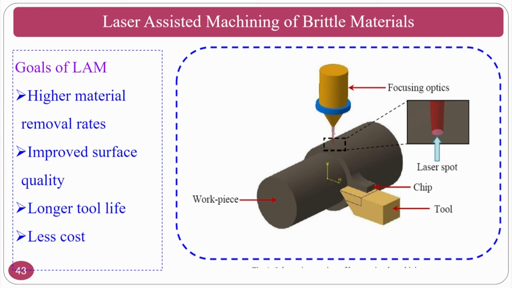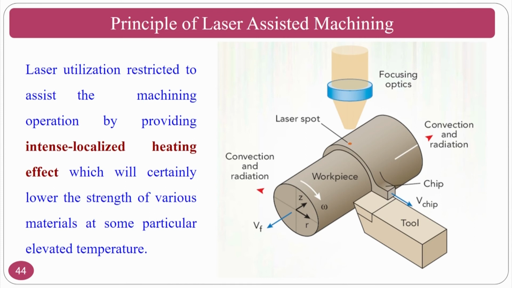So the laser is falling here, and ahead of the turning position, this particular portion is softened, and then you are removing the material. In that circumstance, the cutting tool experiences low forces, so it can easily remove the material. That is high material removal rates, improved surface quality, improved tool life, and less cost. Okay. So you can even see how the spot is generated here in this picture. The principle, as you see in the previous slide also, is that the laser utilization is restricted to assist the machining process.